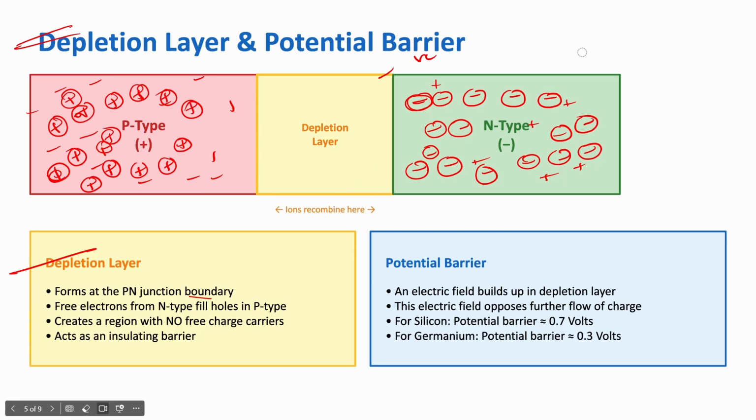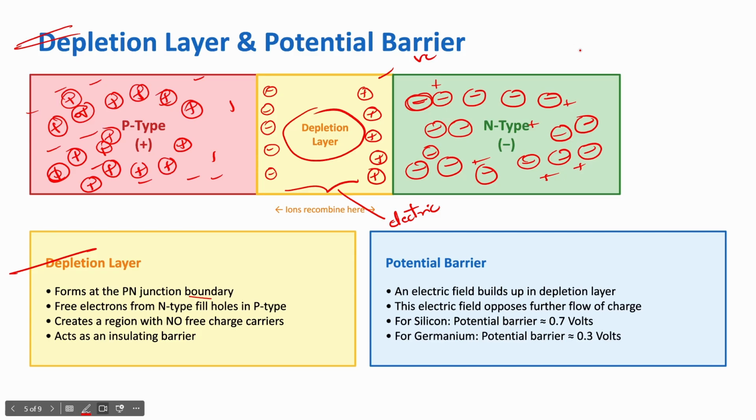Next, the potential barrier. An electric field builds up in the depletion layer. In the depletion layer there are ions. The negative ions move here and recombine, so there will be charge carriers here. When there are charge carriers, we know that there is an electric field. There is a charge, so definitely there will be an electric field in that region. So it builds up in the depletion layer.